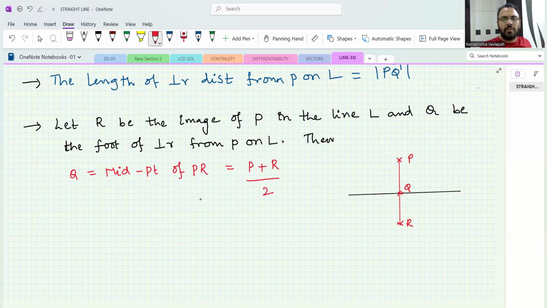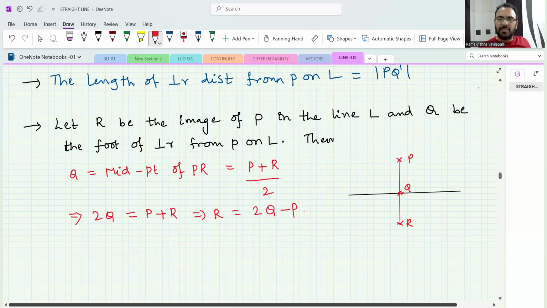Once you find the foot of perpendicular, it is easy to find the length of the perpendicular distance and the image also. So you just do the cross multiplication. 2Q is equal to P plus R, which implies R is equal to 2Q minus P. So one formula gives three models.